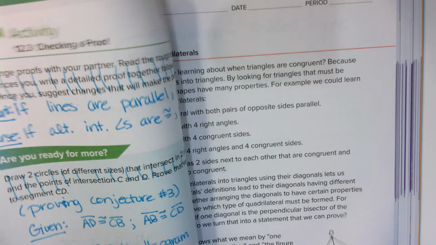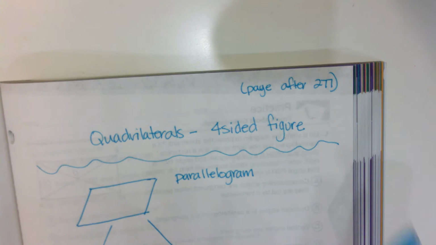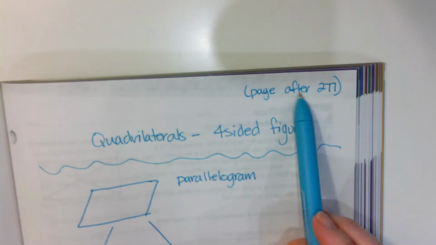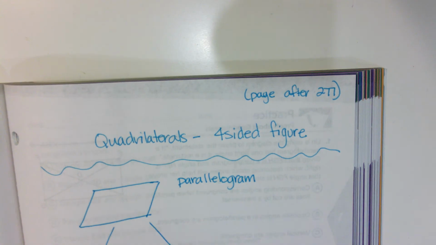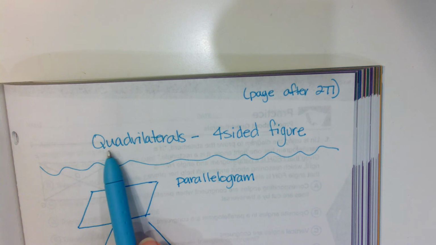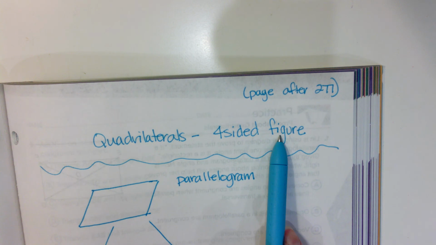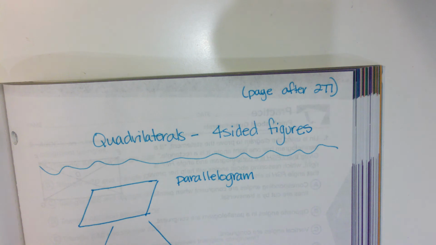So can you please turn in your book to, if you go 3 pages, you'll find you have blank pages. This is the page after 277. Let's take some notes about quadrilaterals and parallelograms. So first of all, at the very top, write that quadrilaterals are 4-sided figures. So anything that has 4 sides is a quadrilateral. It doesn't have to have anything special about it at all.